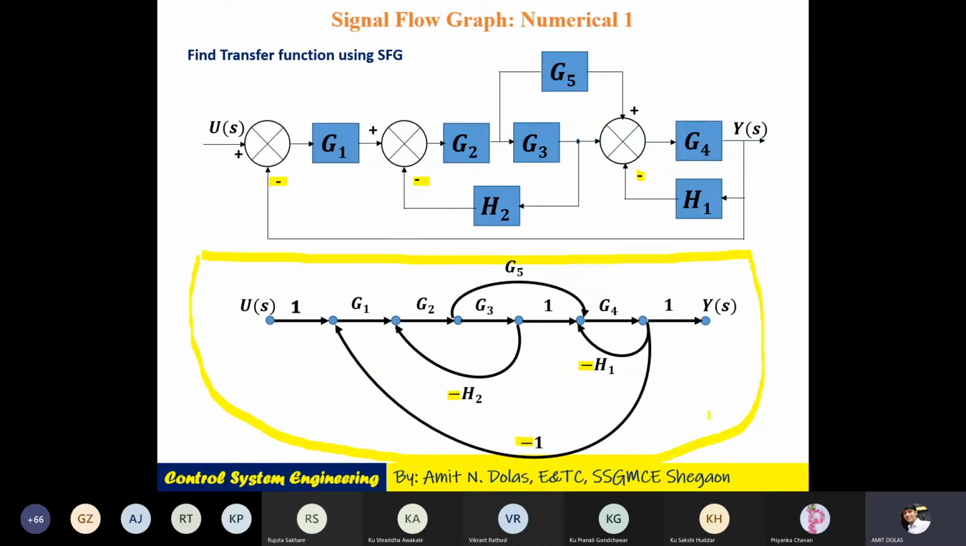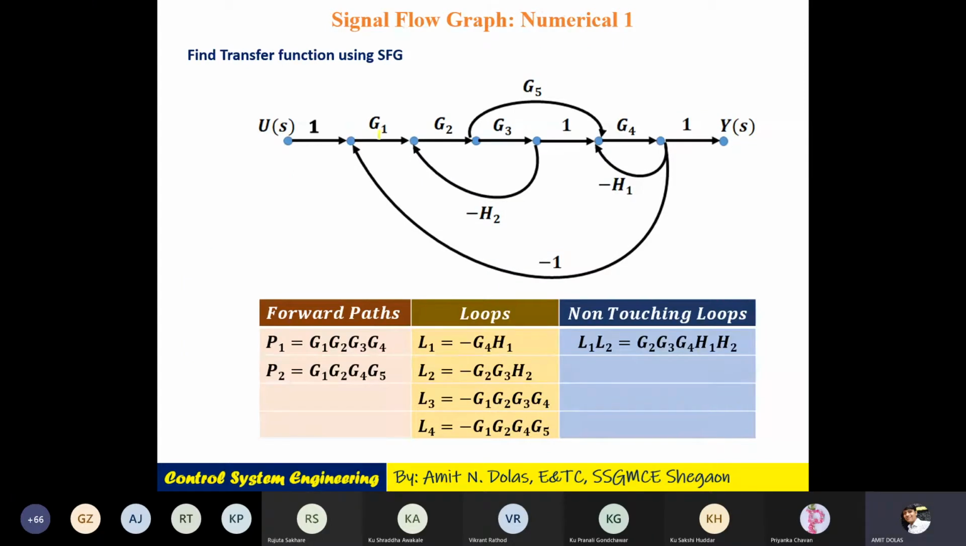Okay, I'll move forward because now the thing is easy. We have to calculate the number of paths. We have to calculate the number of loops. We have to calculate the number of two non-touching loops, three non-touching loops and so on, if there are any. So this is the graph which we already drew using the block diagram. We are interested in the forward path now, so look at the forward path. There should be no loop in it, so I will draw it here. There is a forward path: 1, G1, G2, G3, 1, G4 and 1 towards Y(s).